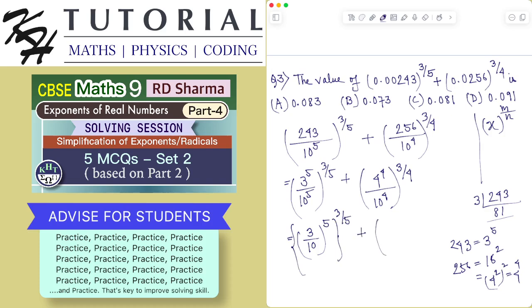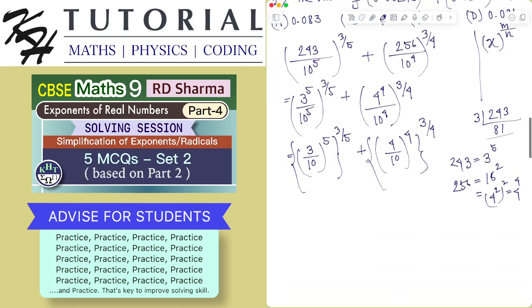Plus similarly this will be (4/10) whole raised to the power 4, and outside we have 3/4. So now clearly I can express this. Applying the laws of exponents, the powers get multiplied. This will be (3/10) whole cube, plus (4/10) whole cube.